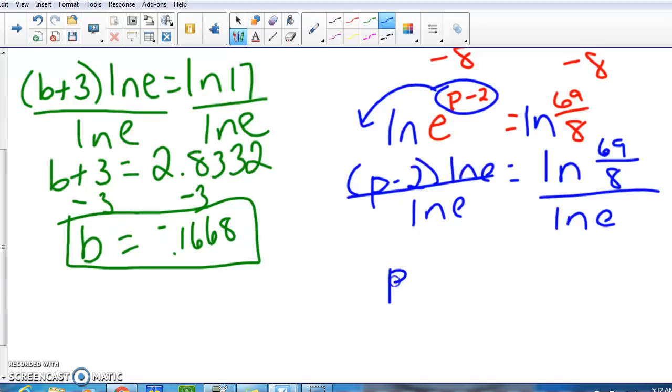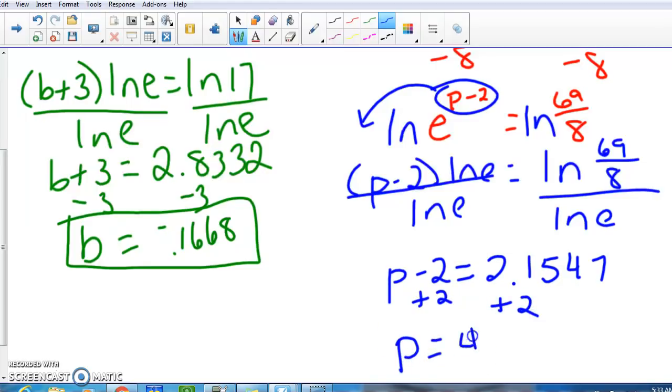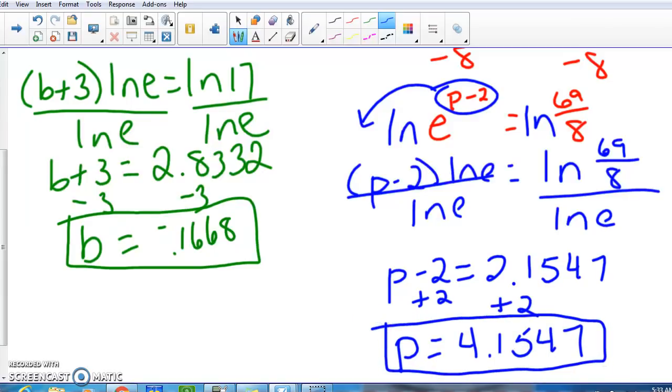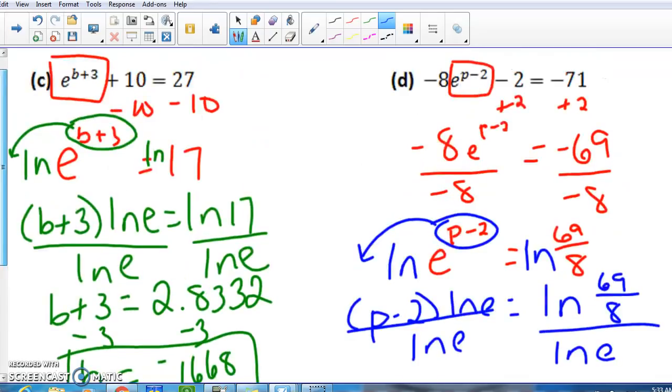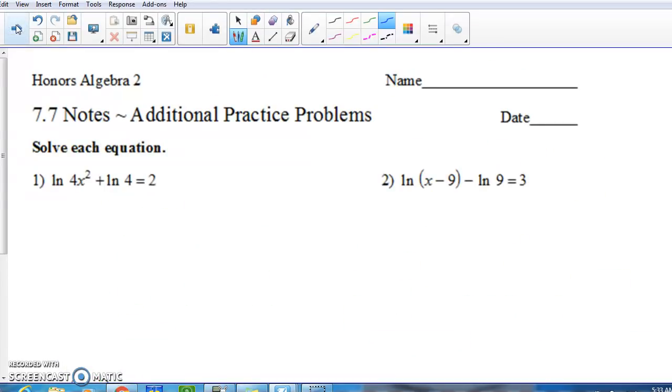So I get p minus 2 equals 2.1547. I add 2 to both sides. So I end up with p being 4.1547. Okay, now at this point, there's nothing to check because this is an exponential. Okay, if you look on the back, there are 6 of these. I'd like you to pause the video for a second and try these.